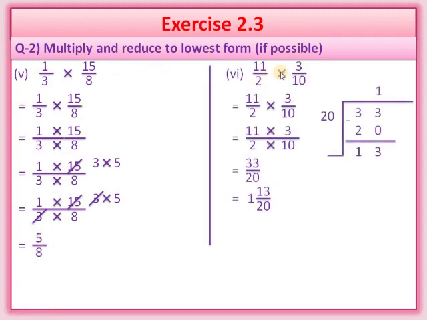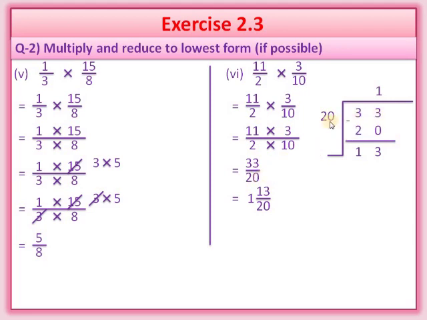11 upon 2 multiplied by 3 upon 10. Understood? So 11 upon 2 multiplied by 3 upon 10. So we will multiply all the numerators and all the denominators. Okay? So 11 multiplied by 3 upon 2 multiplied by 10. So 11 threes are 33 and 2 tens are 20. Okay? Here this is an improper fraction. So we must convert it into a mixed fraction.